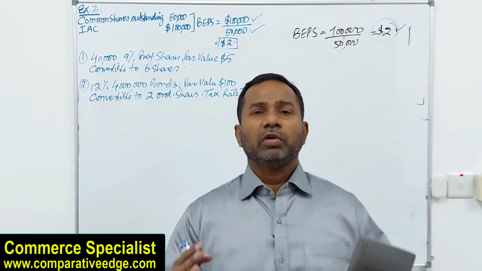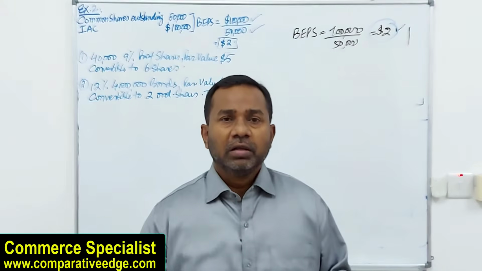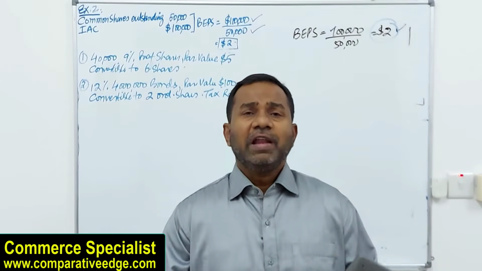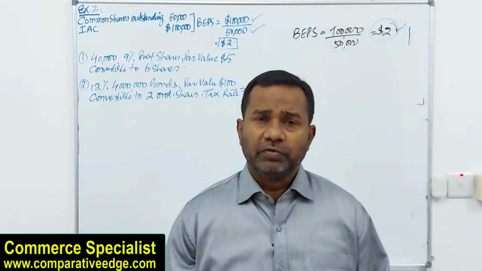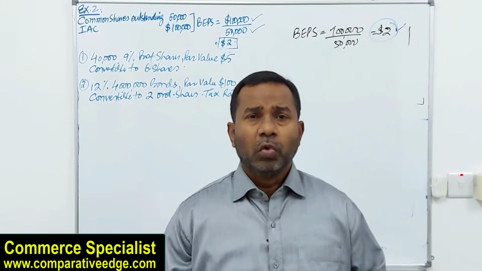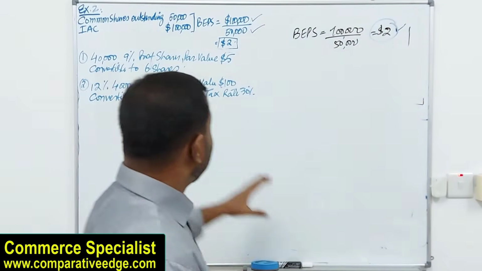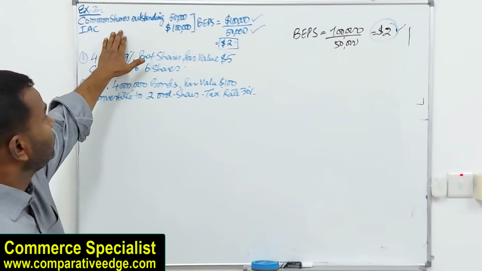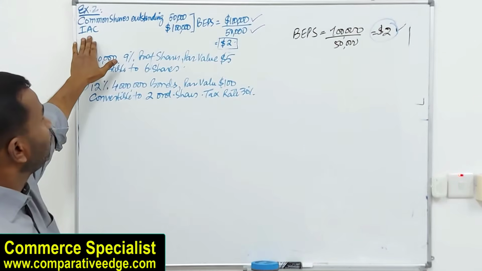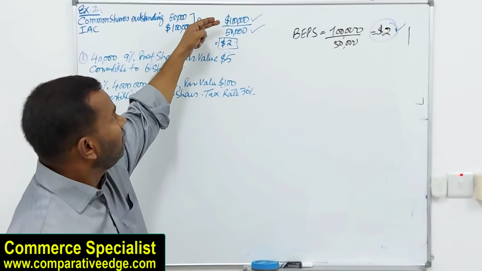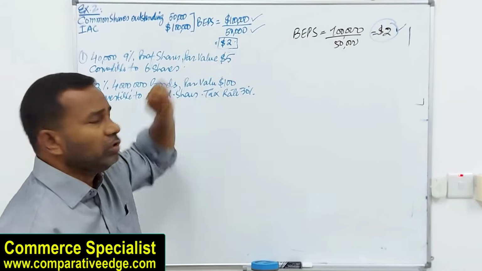Ladies and gentlemen, now I'm going to give you another example where when we calculated dilutive earning per share, we find that it is anti-dilutive. So what is anti-dilutive? Let me show you. So example as before, we have common shares, 50,000 shares, income available to common shareholders, 100,000. Basic EPS is already calculated. 100 divided by 50,000 is $2.